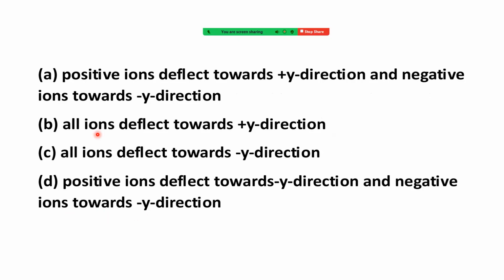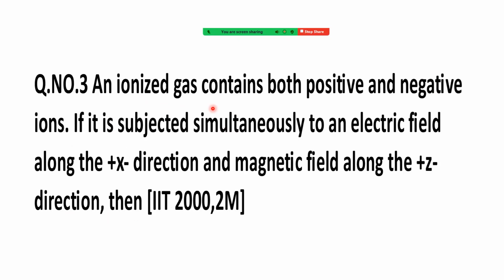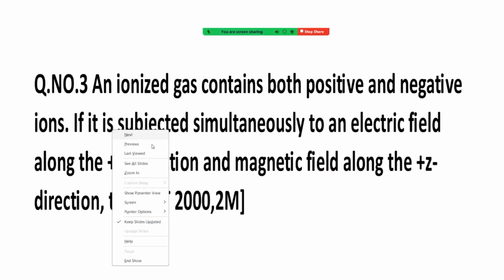See the options. Positive ions deflect towards the positive y direction and negative ions towards the negative y direction. We have to decide in which direction they deflect. See the directions: the ionized gas contains positive and negative ions, the electric field is along the positive x-axis, and the magnetic field is along the positive z direction. Let us see how to solve this.